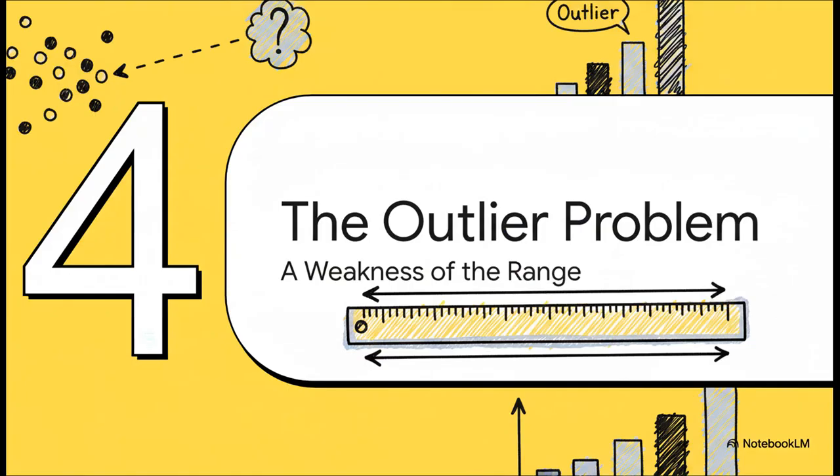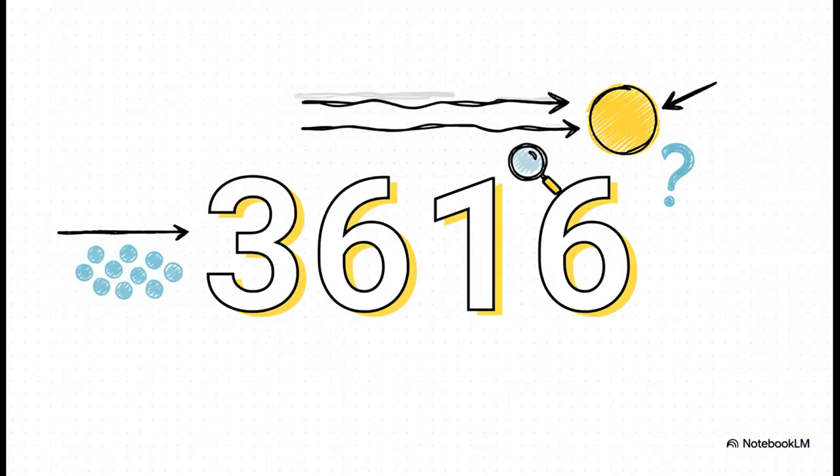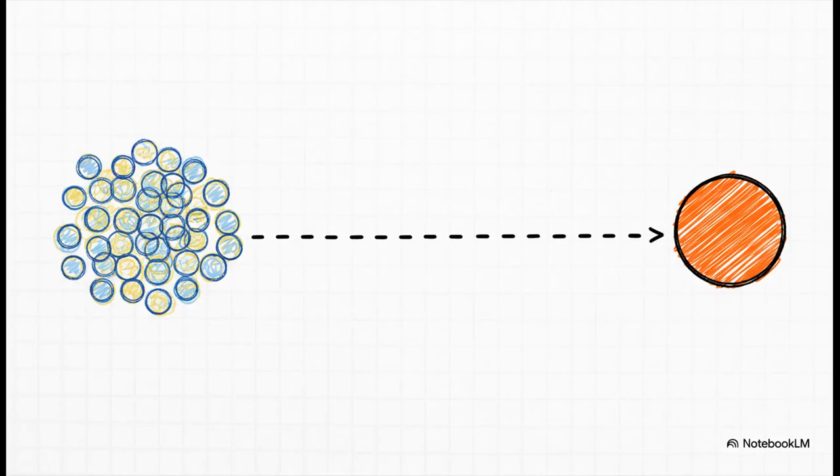So the range is awesome, right? It's simple, it's fast, but that beautiful simplicity comes with a pretty big weakness, something we can call the outlier problem. Whoa, now look at this number. It's just one value, but it's huge. Let's see what happens when a number like this, what we call an outlier, crashes the party in our data set. Take a look at this new set of numbers.